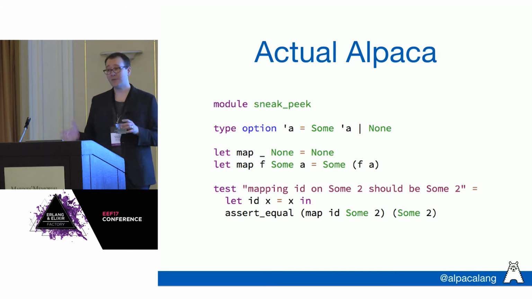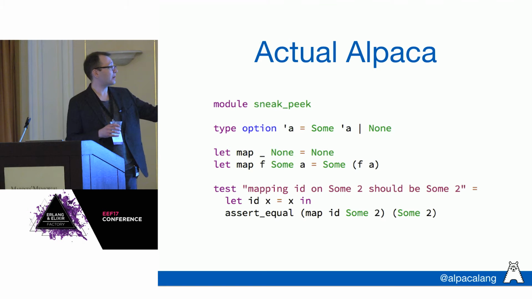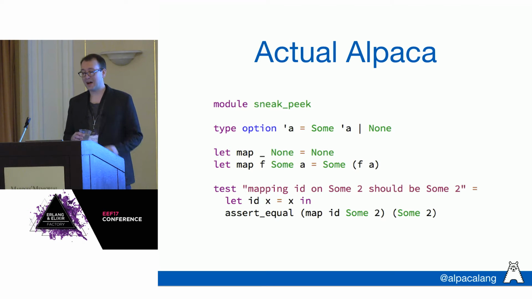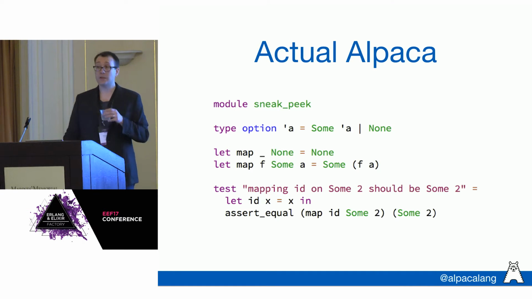So, for those of you who haven't tried Alpaca yet, here's a sneak peek. We have pattern matching in function definitions here with map. I don't know if everybody at the back can see that, maybe a little bit tiny. But the pattern matching in function definitions is much like you might do in Erlang, and an associated test.